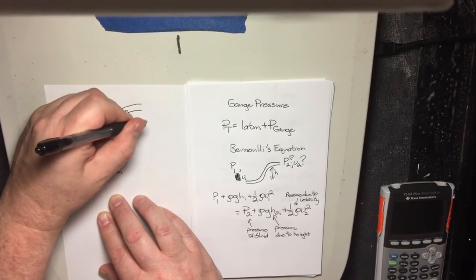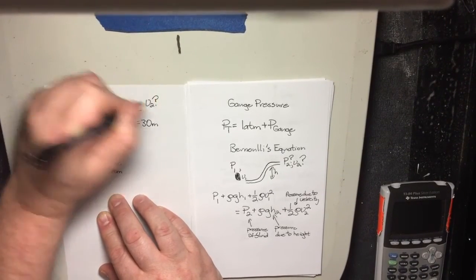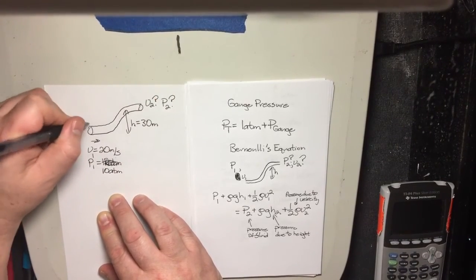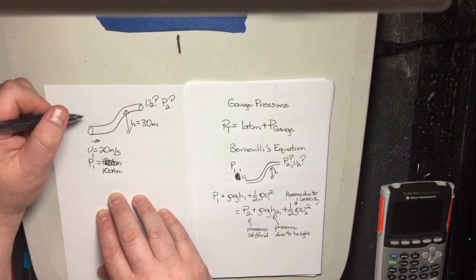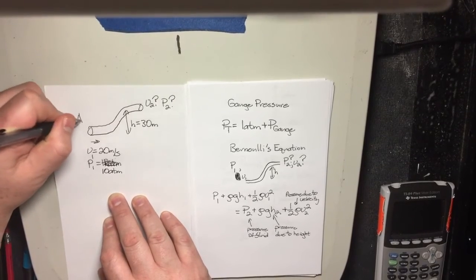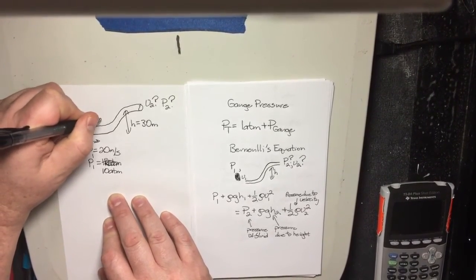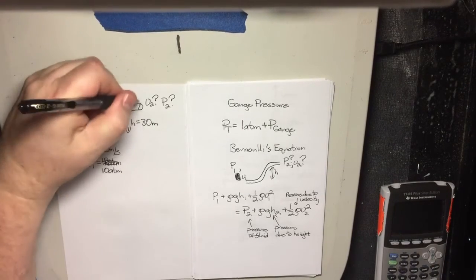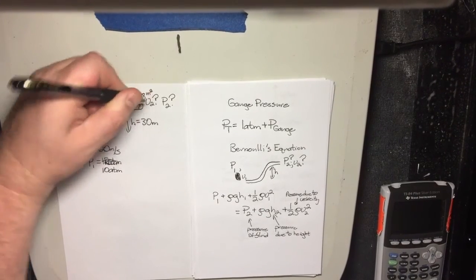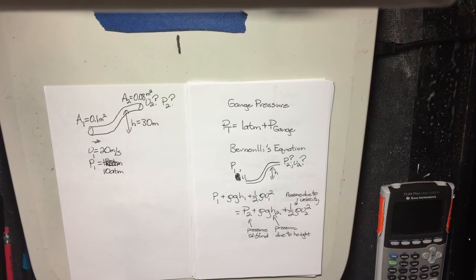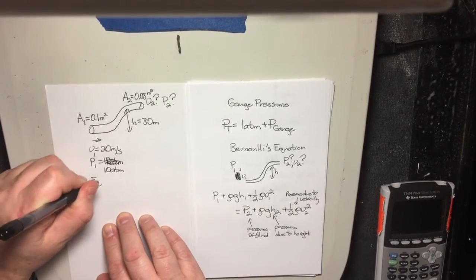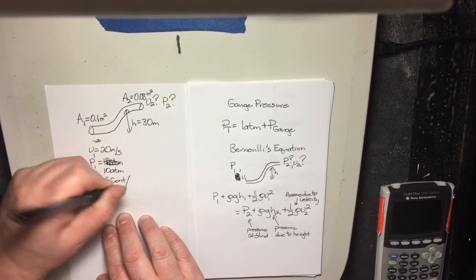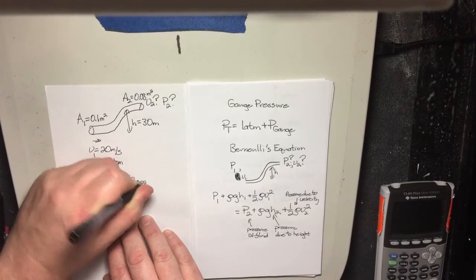H is 30 meters. What is the velocity at the top and what is the pressure at the top? The area at the bottom is 0.1 square meters and the area at the top is, what would be a good thing to keep it from exploding? 0.08 square meters. So we have a pipe that slightly decreases. The question is, what is the velocity and the pressure at the top of the pipe? How you do this is the equation of continuity, followed by Bernoulli's equation.